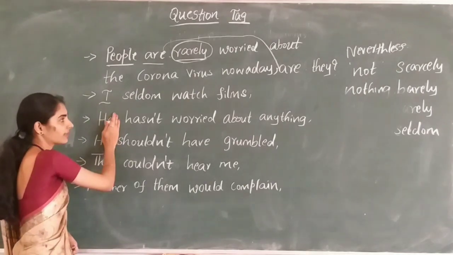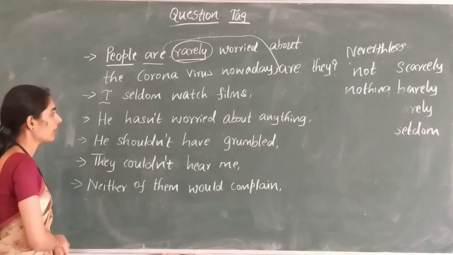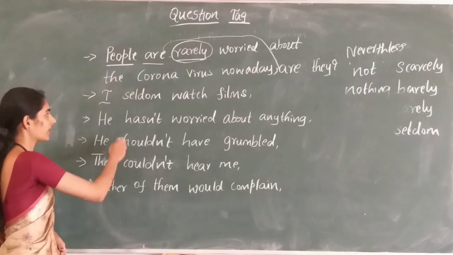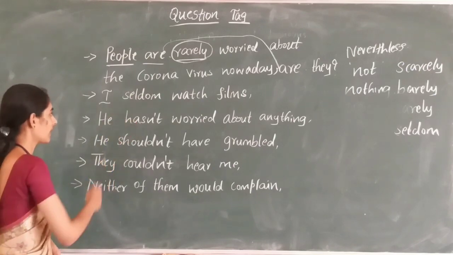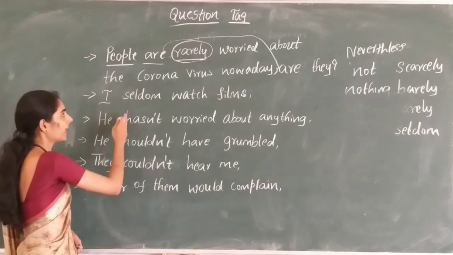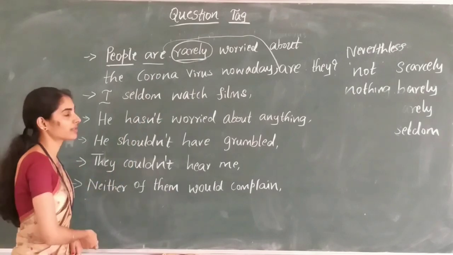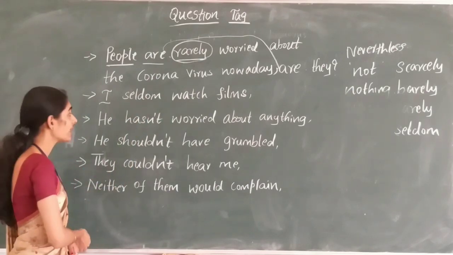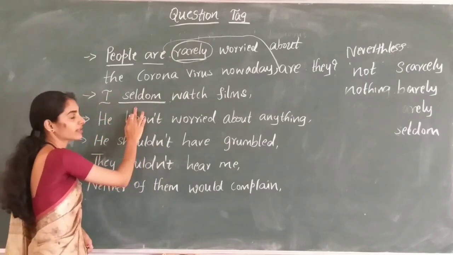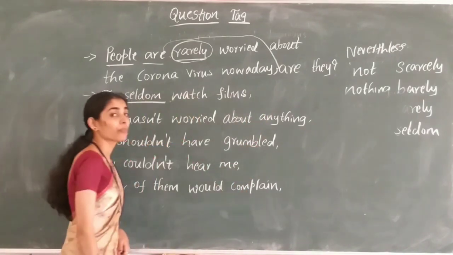Now look at the next sentence. I seldom watch films. Now just identify if the sentence is negative or positive. We don't find any rarely or not. Is there any other word which is a semi-negative or negative word? Yes, that is seldom. So this word makes the sentence negative, which means the tag must be positive.